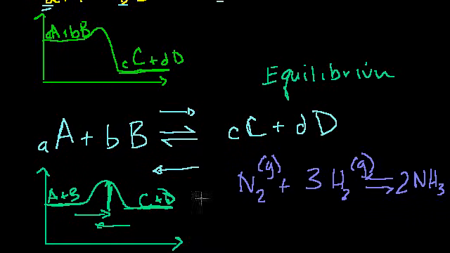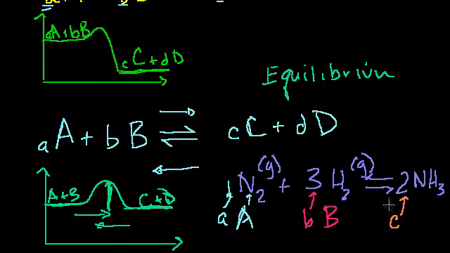But just, in this case, we could say lowercase a is just 1. Capital A is the nitrogen molecule. Lowercase b is 3. Uppercase B is the hydrogen molecule. And then lowercase c is the number of moles of ammonia, and uppercase C is the ammonia molecule itself. I just want you to realize that this is just an abstract way of describing a whole set of equations.